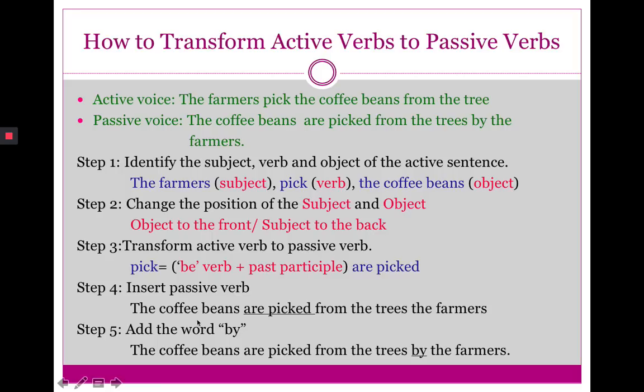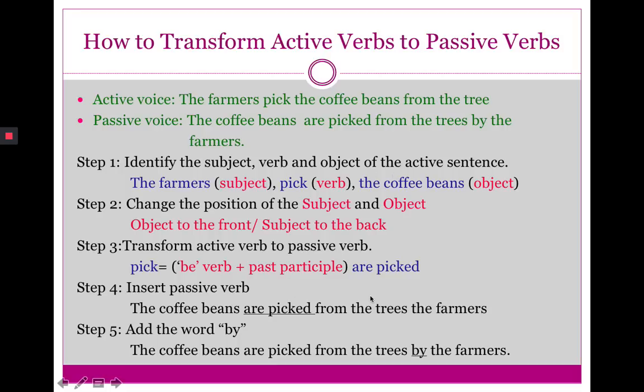However, for step number 4, this is still incorrect. Alright, so you must have one more step, which is step number 5. Add the word by. When you add the word by, then only your sentence structure will be grammatically correct. Okay, the coffee beans are picked from the trees by the farmers. So if you do not want to mention who picked it, you just put a stop here. Alright, so there are 5 steps how to transform active verb to passive verb.